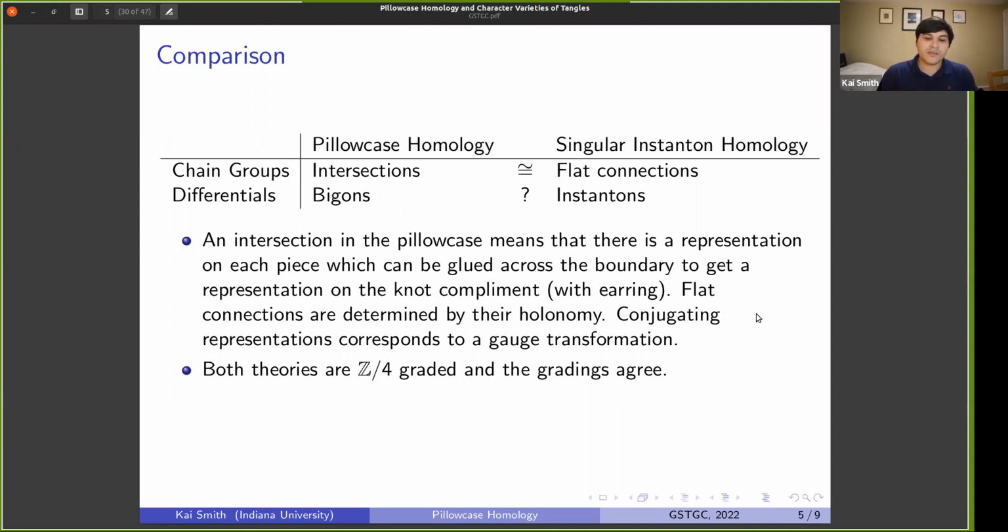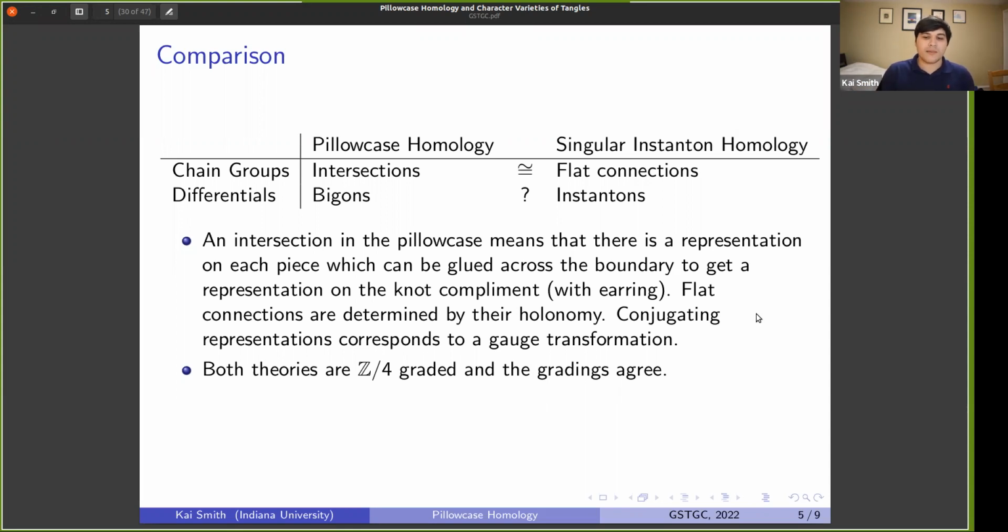On the other hand, flat connections are those where the holonomy is determined just by the homotopy type of a loop. So given a flat connection, by looking at the holonomy of every element of pi1, that gives you a representation. And this will go the other way. Given a representation, you can find a flat connection with the prescribed holonomy. And there's a correspondence between the two quotients we took.